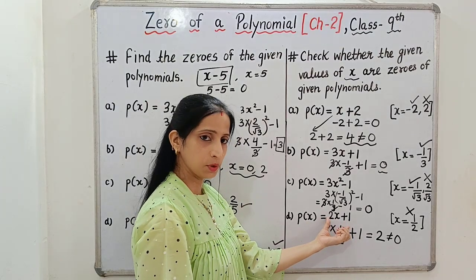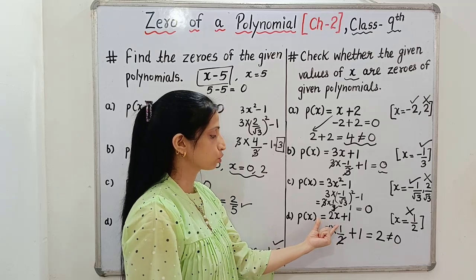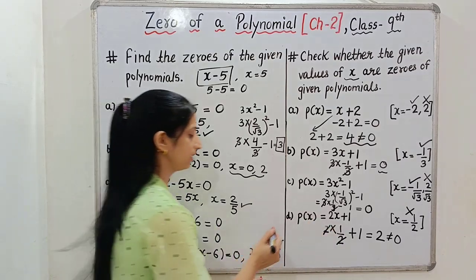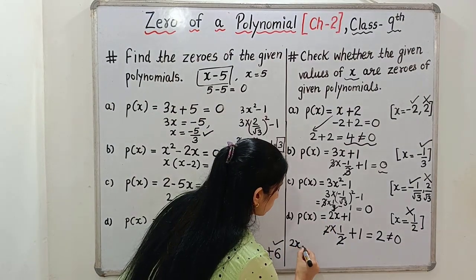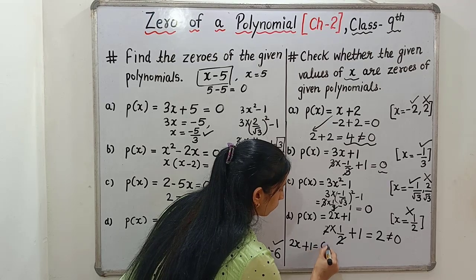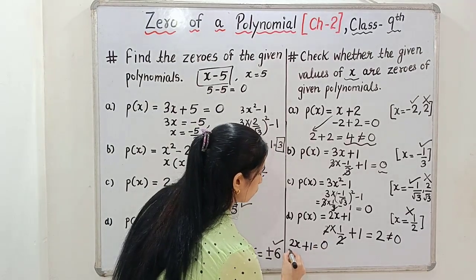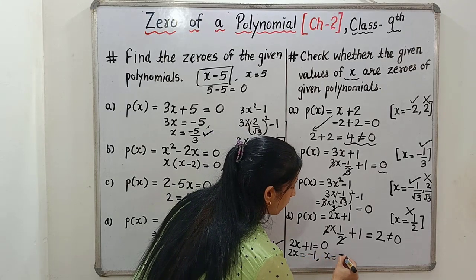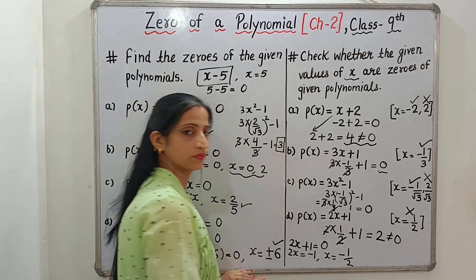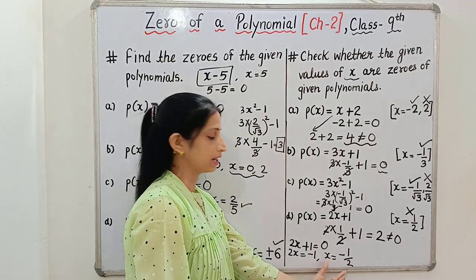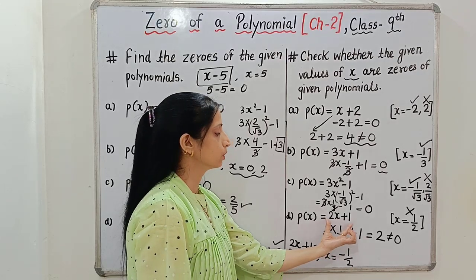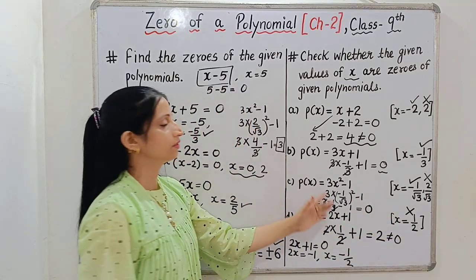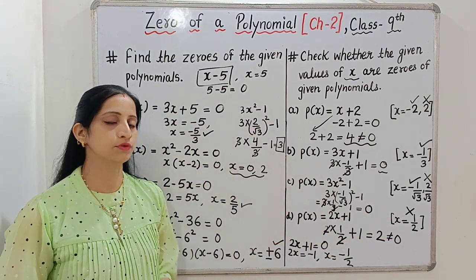So, what will be the 0 of the polynomial? Suppose this question comes, that find the 0 of this given polynomial. So, what will it be? Let's solve. 2x plus 1, we need to put it equal to 0. So, 2x will be equal to minus 1 and x will be equal to minus 1 upon 2. This means x is equal to minus 1 upon 2 will be the 0 of this given polynomial. Okay. So, these are the ways by which we can do these types of questions.